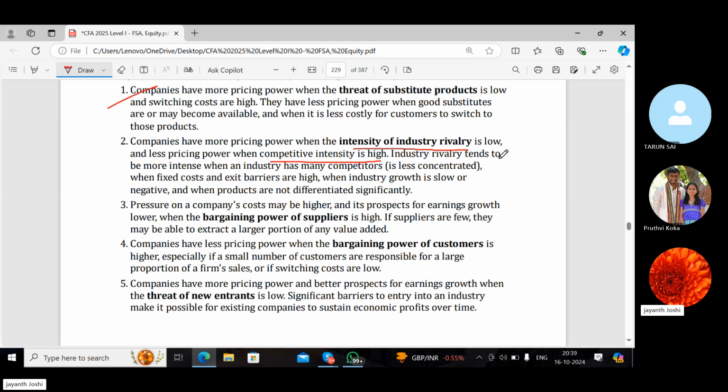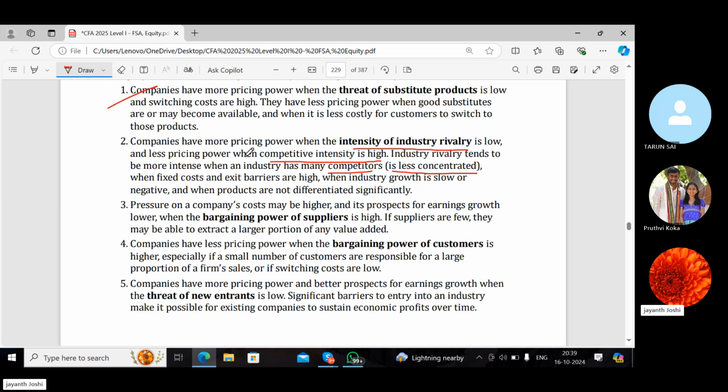Industry rivalry tends to be more intense when an industry has more competitors and is less concentrated. That means the concentration of the market. A firm is not able to have a bigger chunk of the market because many competitors are coming in and making the competition more intense. So the pricing power is lost.